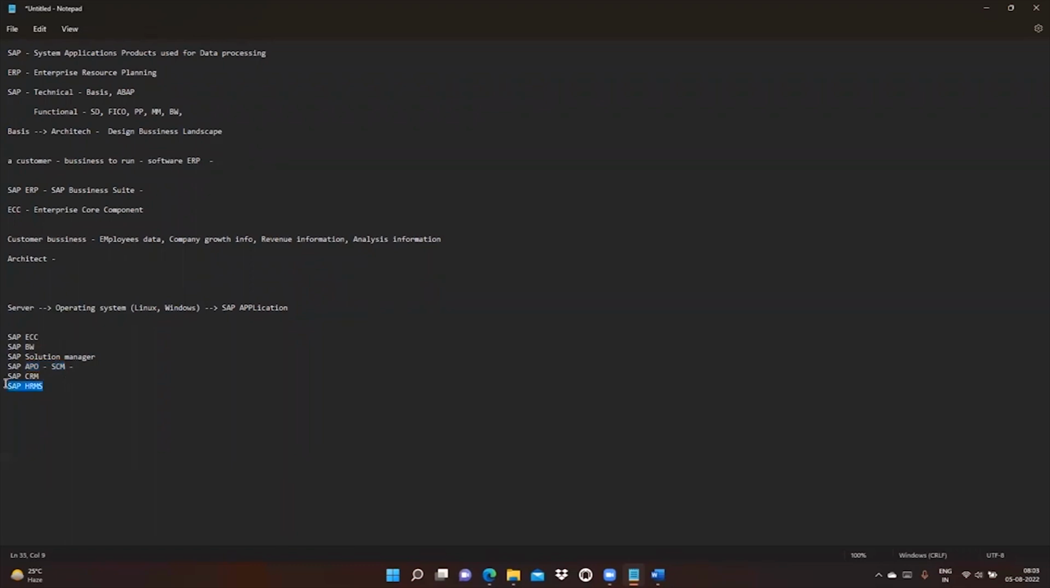Okay, SAP HRMS deals with the employees' data. And SAP CRM deals with customer relationship management. That means who all the customers are, what products we have sold to them, their invoices and everything will be maintained over here, in customer relationship management.